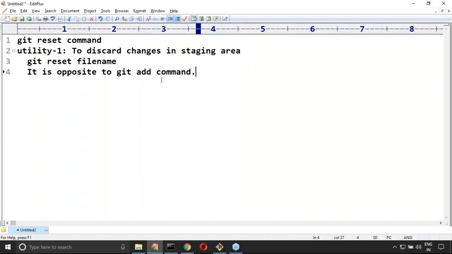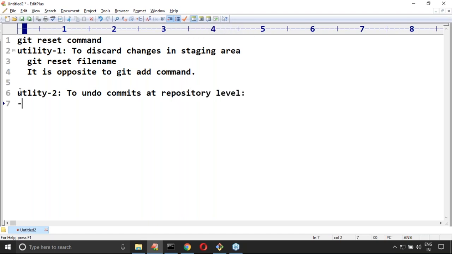Now there is a second utility of the git reset command. It is very, very important, so please take special care, also for the interview. Utility 2: to undo commits at a repository level.